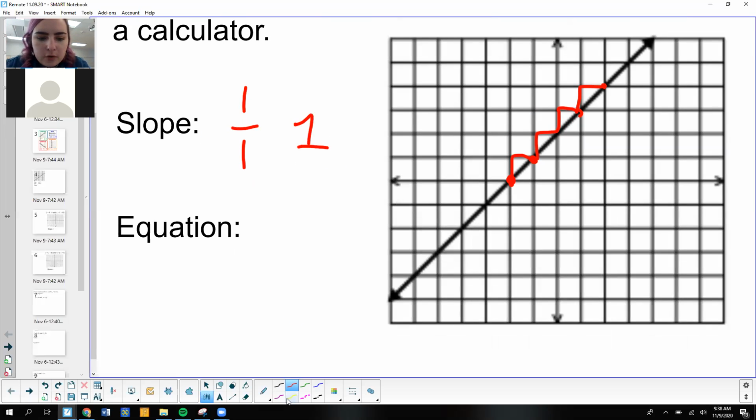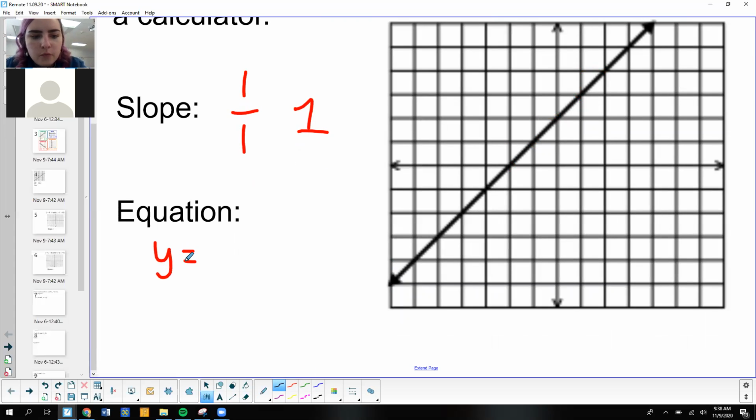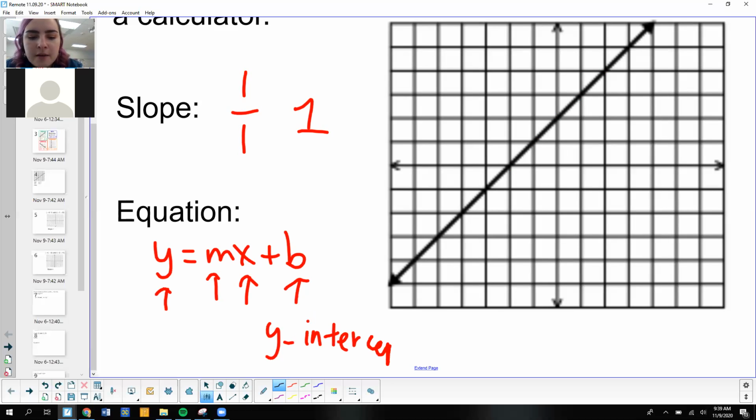To talk about an equation for that one, I'm going to erase this just so we can see a little bit better. Remember, we can write an equation for a line like y equals mx plus b. In this equation, y is our y point, x is our x point, and m is going to be our slope. So that's where we input our slope. And then b is where the y-intercept is. So b represents the y-intercept, and that means where the line intersects the y-axis.